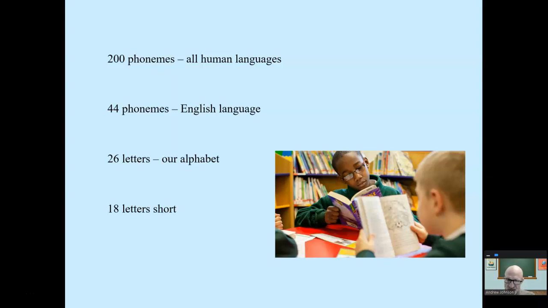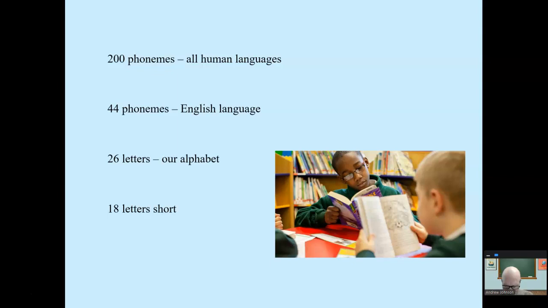Phonics instruction is teaching letter-sound associations. The reader sees a letter and is able to associate it with a certain sound. Sound within a word is called a phoneme. There are approximately 200 phonemes in all human languages. There are 44 phonemes in our English language. There are 26 letters in our alphabet. This means our alphabet is 18 letters short.